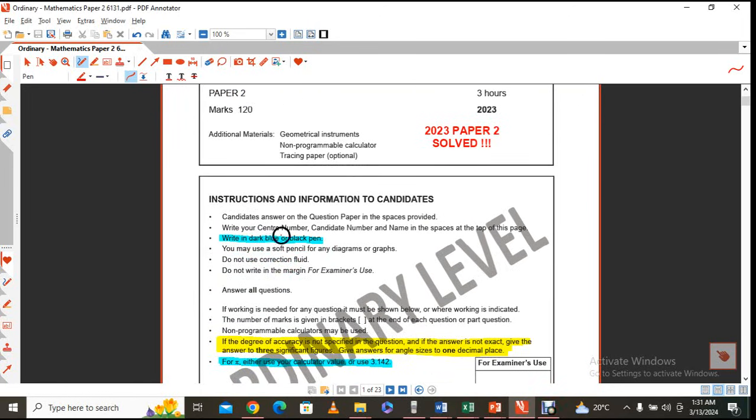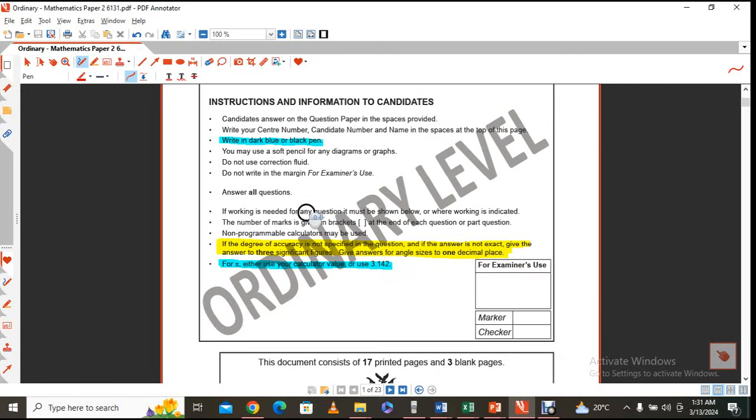Obviously, a lot of the students have this tendency of writing in pencil. Please write in dark blue or black pen. The pencil you only use where there are diagrams or graphs. And then the other one is the degree of accuracy if it's not specified in the question.